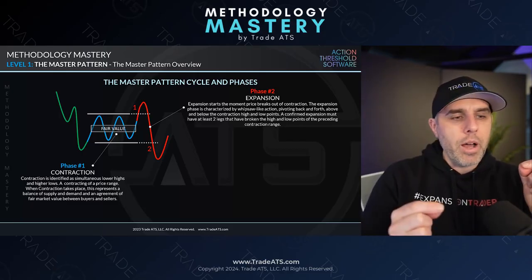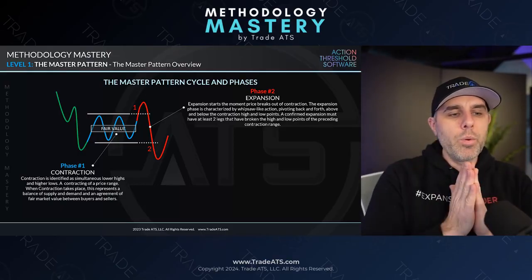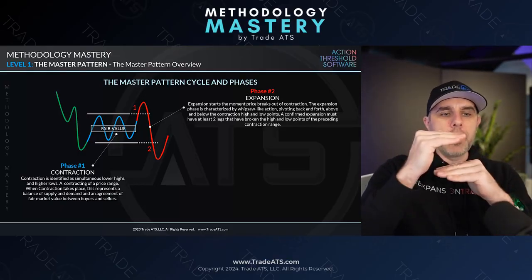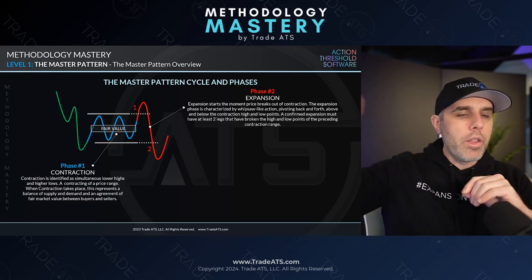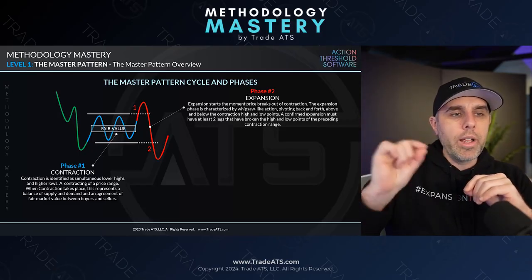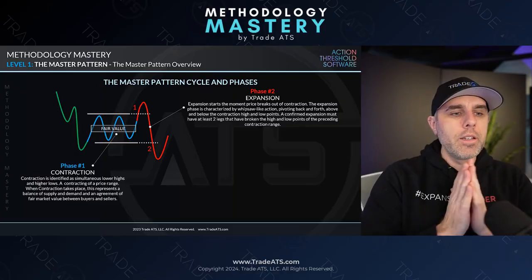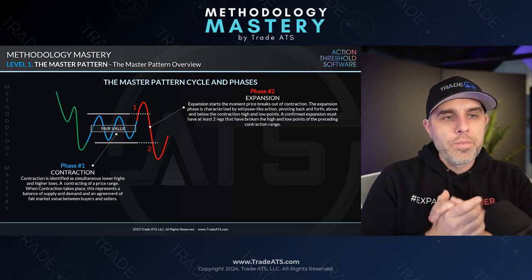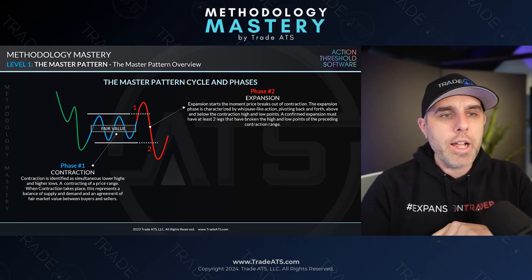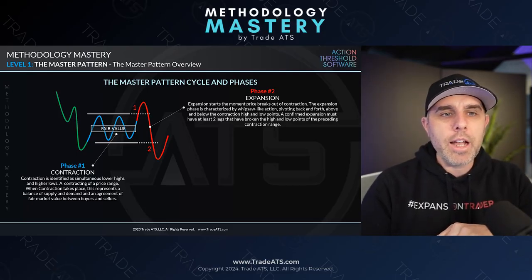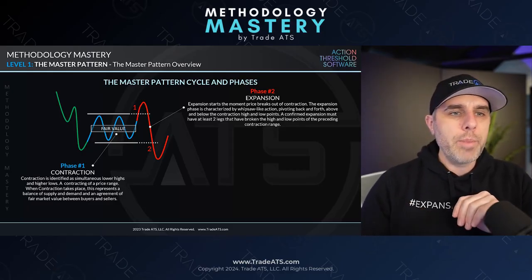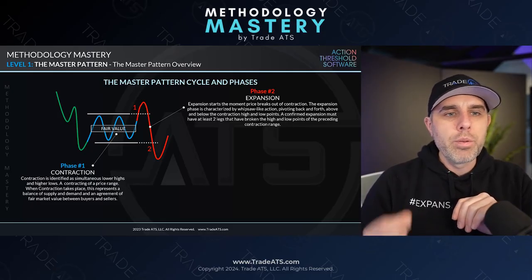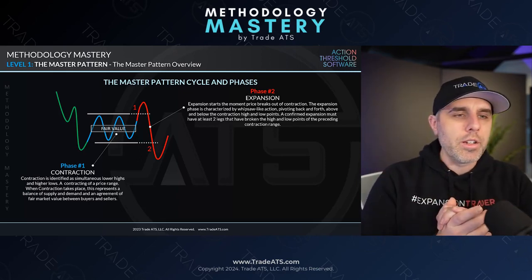This can also be reversed. You can have your first leg through the bottom and second leg through the top. But basically what it comes down to is we have the defined contraction area, and then we take out the high and the low of that box before we create another box. That's what creates a general classic expansion pattern, or the beginning of it. So expansion starts the moment price breaks out of contraction. The expansion phase is characterized by whipsaw-like action, pivoting back and forth above and below the contraction high and low points. A confirmed expansion must have at least 2 legs that have broken the high and low points of the preceding contraction range. So pretty much what I just explained.